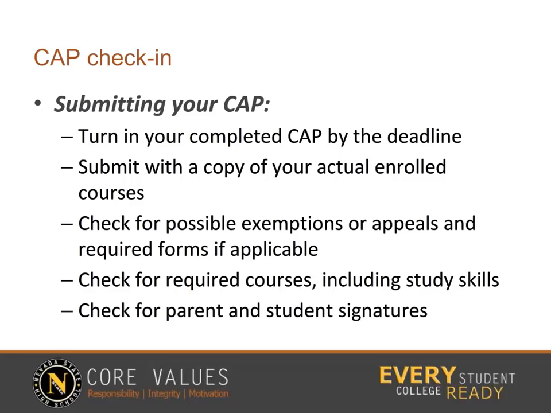If you are submitting a request for an appeal or an exemption, turn this in with your CAP on or after you know that you are eligible for this exemption. Do not forget to have the student and parent signatures on this form, as well as the date it was signed, or it cannot be accepted. Click to the next slide when you're ready to continue.